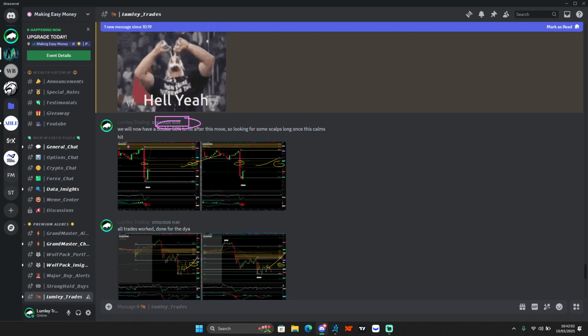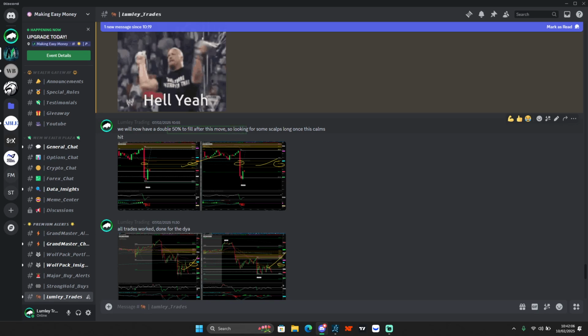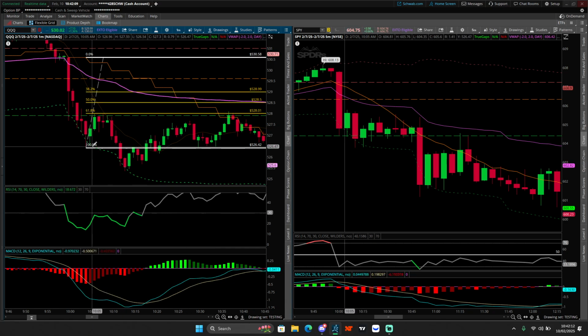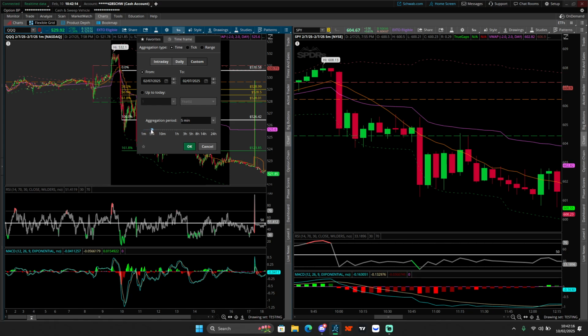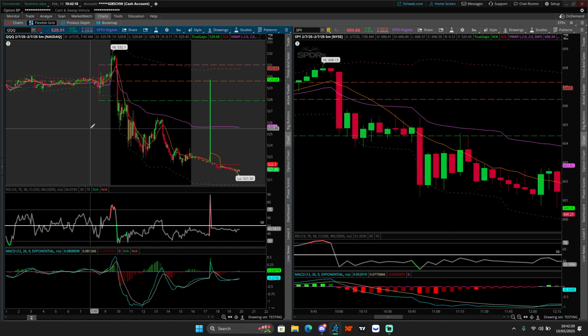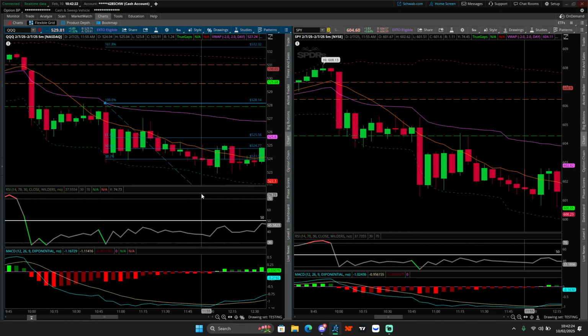And then going to 10:55 AM we posted, we will now have a double 50% to fill after this move. So looking for some scalp longs. So what is this again? If we zoom back out again, we'll go back onto a 5 minute just to make everything clear. So we now delete this line, and then we had this massive candle here. So what do we do again?